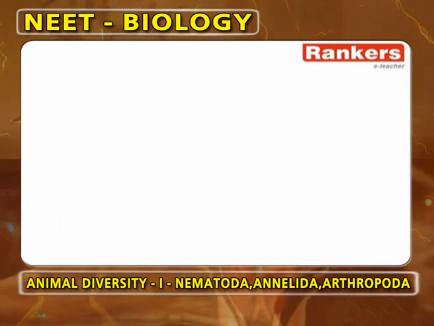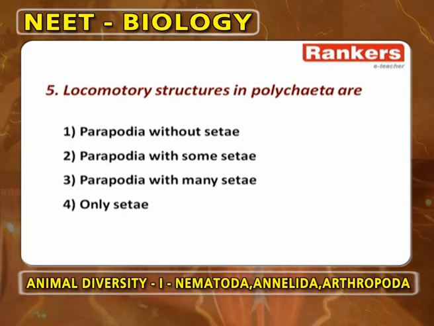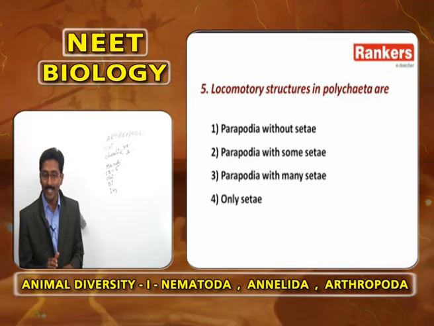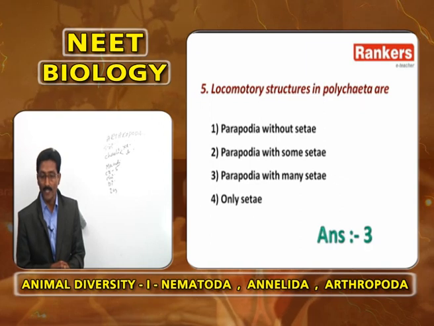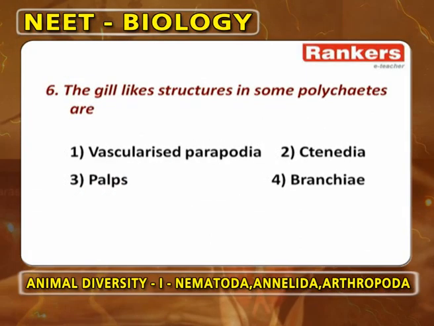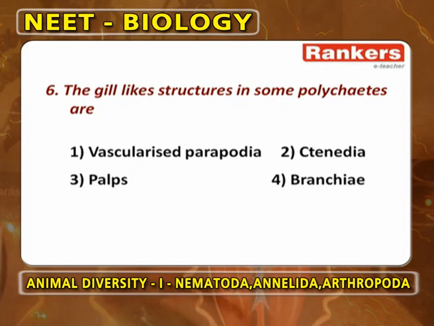Now, the next question is locomotory structures in Polychaeta. In Polychaeta, locomotion is mainly brought about by bilobed parapodia. On parapodia, many setae are present. So, the parapodia with many setae are the locomotory structures in Polychaeta. Now, go for the 6th question: gill-like structures in some polychaetes. For example, in polychaetes, the vascularized parapodia help in respiration, whereas the parapodia also help in locomotion.